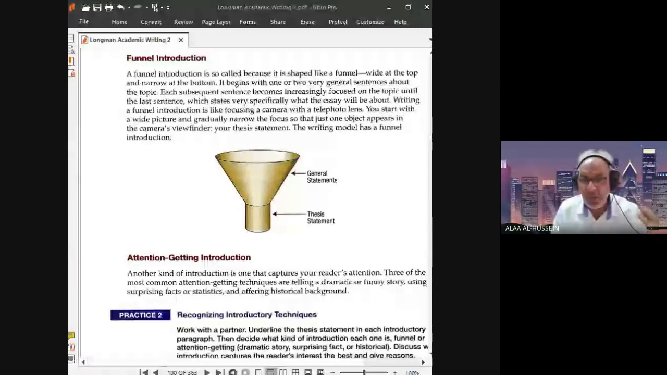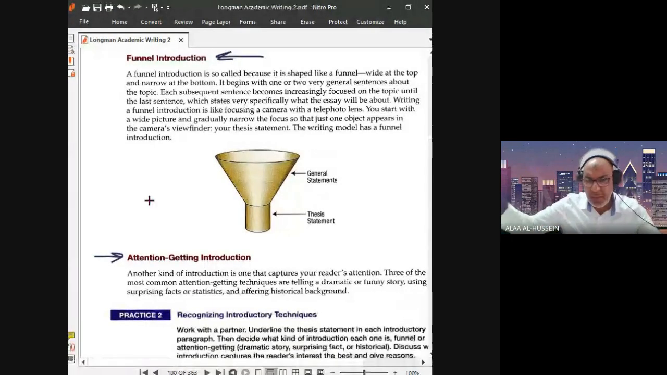هل هي funnel introduction مثل ما تشوف هنا funnel introduction او attention getting introduction؟ زين شنو الفرق بين these two types of introductory paragraph؟ اثنيناتهم introductory paragraph. Both of them are introductory paragraph used and written at the very beginning of the essay. Both have general statements and what? And thesis statement. So what are the differences between them?